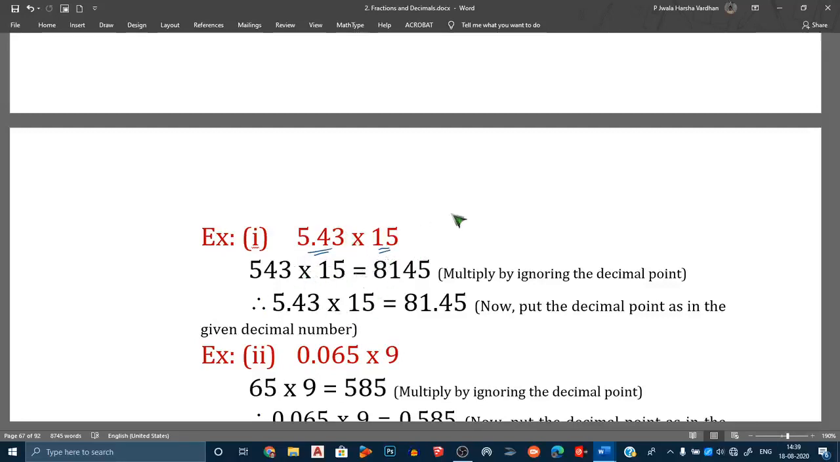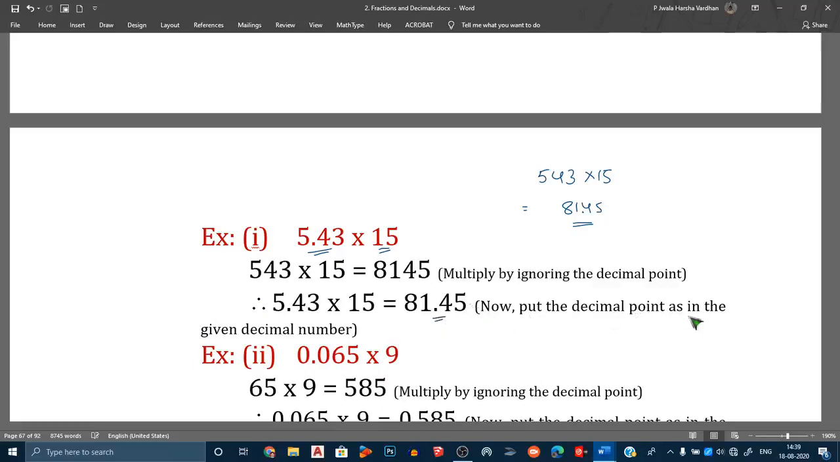Procedure 1 is, first you remove the decimal point, or ignore the decimal point, and write the first number as it is, which is 543. Multiply this with 15. Now you will get 8,145. After getting this product, see after the decimal point how many digits are there here? 2 digits. So from the right side you can leave 2 digits in the answer also, and put the point here.